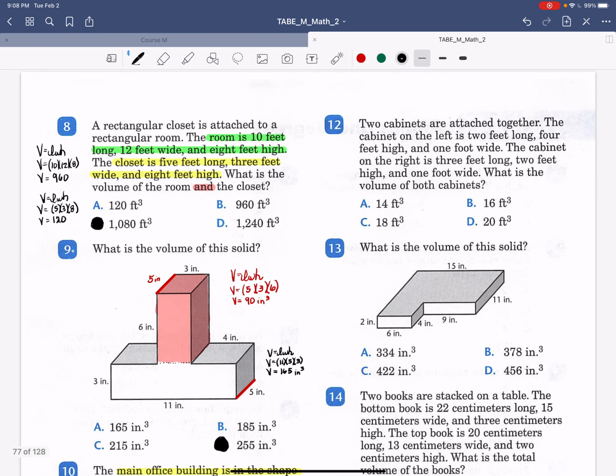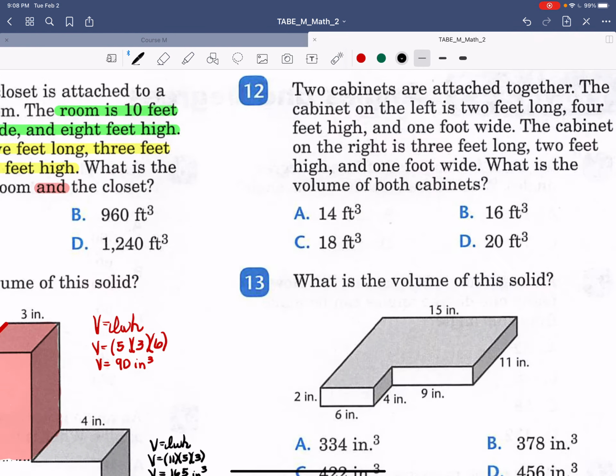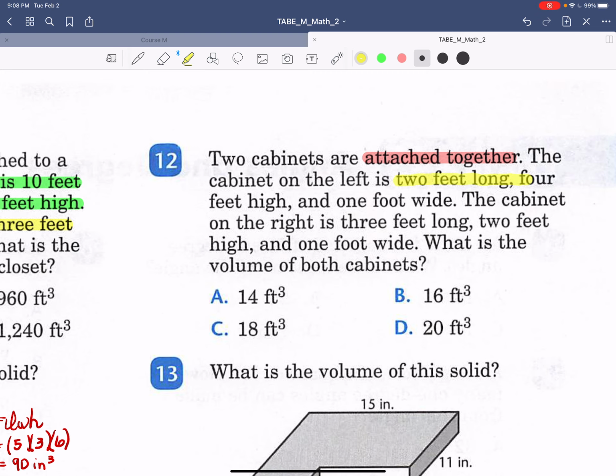Okay, number 12. Two cabinets are attached together. There's addition. The cabinet on the left is 2 feet long, 4 feet high, and 1 foot wide. The cabinet on the right is 3 feet long, 2 feet high, and 1 foot wide. What is the volume of both, there's another addition word, of both cabinets?